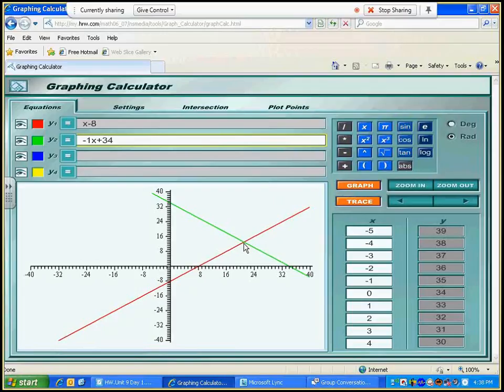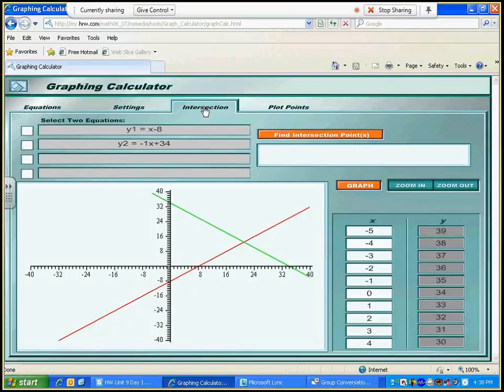Let's have the calculator figure out where that intersection point is by coming up here to the middle tab. Click on intersection. Come over here to the right and say, okay, I want you to use those 2 equations and find the intersection point. What we're finding there is 21, 13.